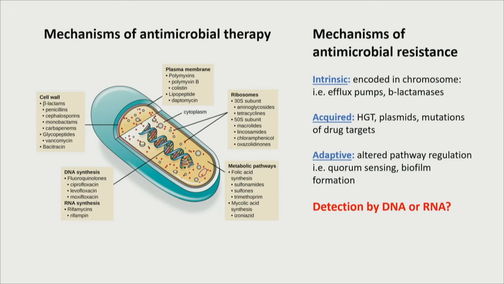The other challenge is the challenge of antimicrobial resistance. There are multiple mechanisms of resistance, right? Some are intrinsic, meaning they're encoded in the bacterial chromosome, such as efflux pumps. Some are acquired, so they're mobile elements, and that would be another one to consider. And then finally, there are adaptive mechanisms of resistance, which have to do with quorum sensing and biofilm formation.